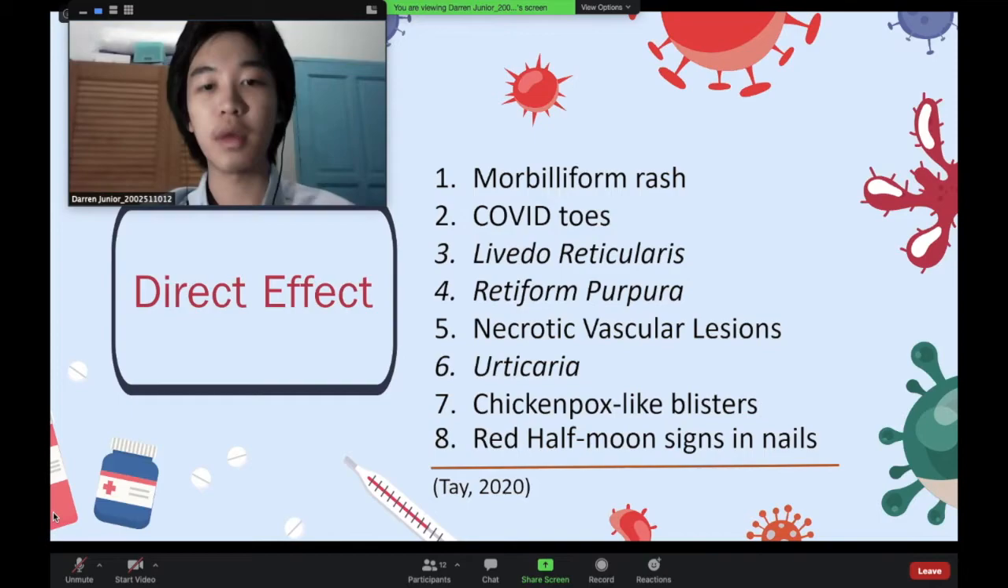Other common manifestations of skin problems that have been observed in COVID-19 patients include morbilliform rash, COVID toes, livedo reticularis, retiform purpura, necrotic vascular lesions, acute urticaria, chickenpox-like blisters, and red half-moon sign in nails.